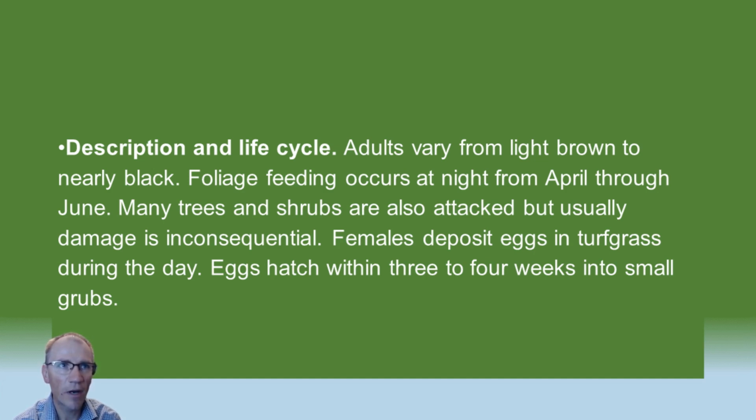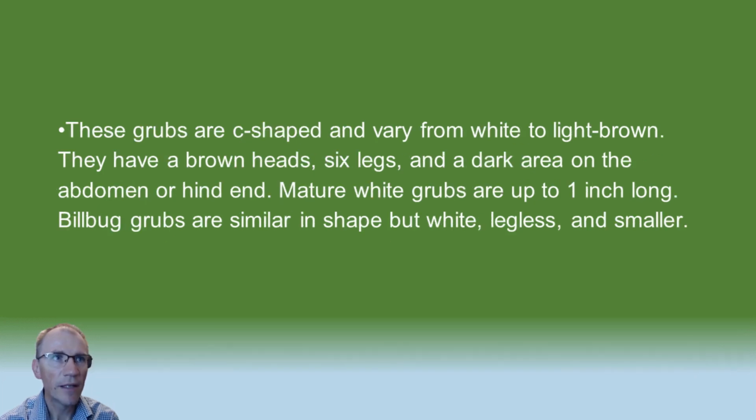Many trees and shrubs are also attacked, but usually damage is inconsequential. Females deposit eggs in turfgrass during the day. Eggs hatch within 3 to 4 weeks into small grubs. These grubs are C-shaped and vary from white to light brown. They have brown heads, 6 legs, and a dark area on the abdomen or hind end. Mature white grubs are up to 1 inch long.